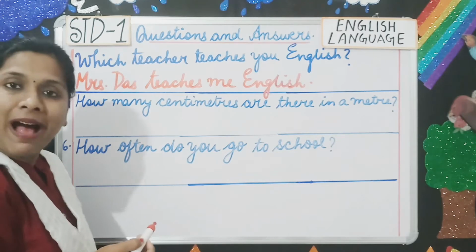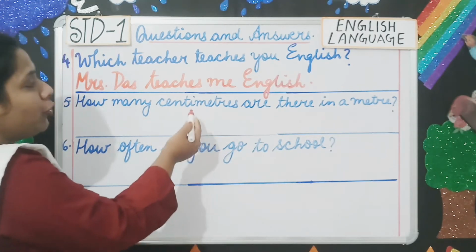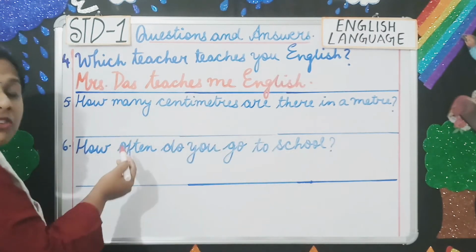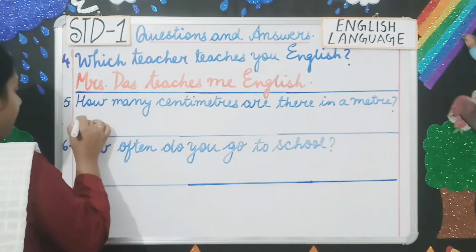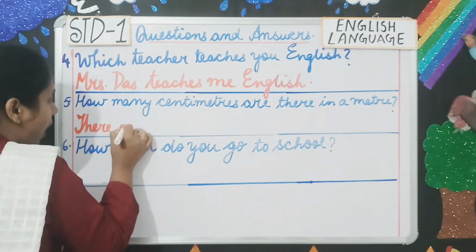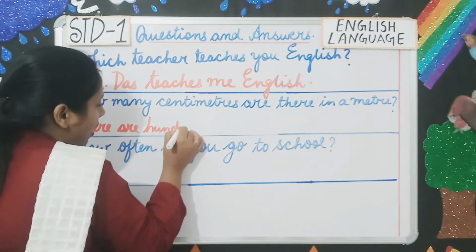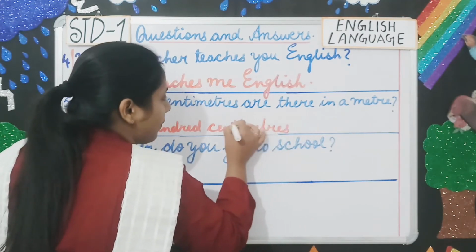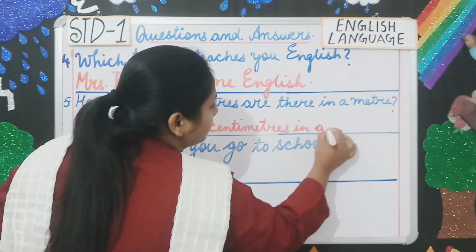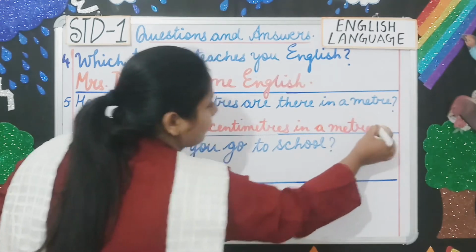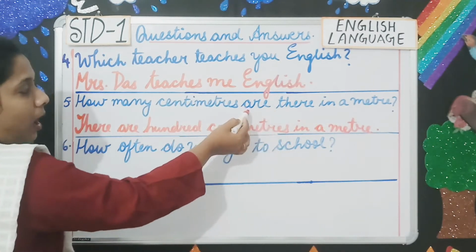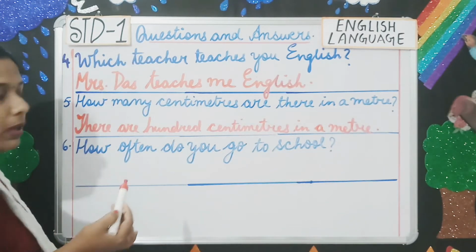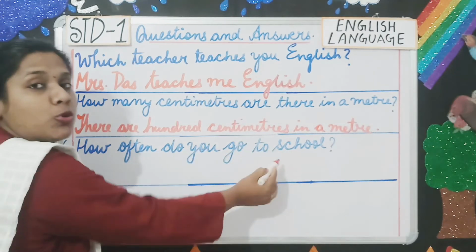Next question. How many centimeters are there in a meter? So this you have studied in your maths also. Isn't it students? So you have to write there are. You will begin the answer from there. There are 100 centimeters in a meter. So how we wrote this? There are 100 centimeters, then you will copy in a meter. Clear?